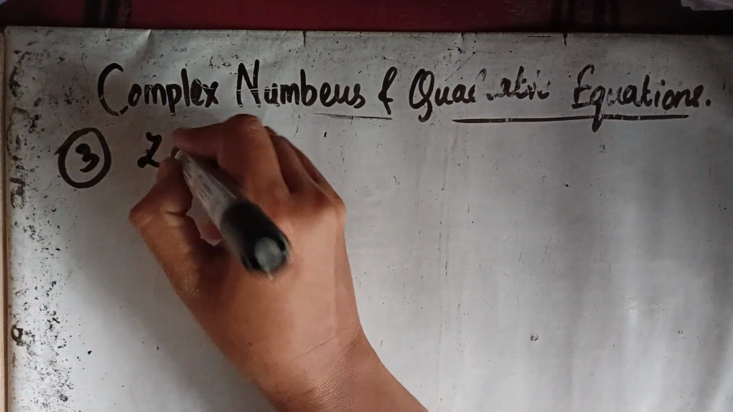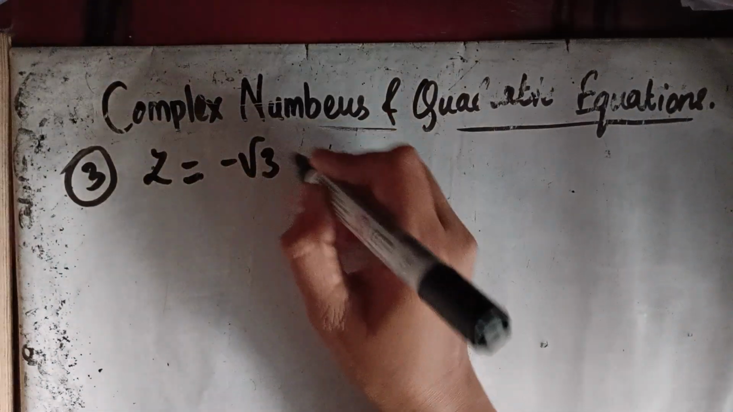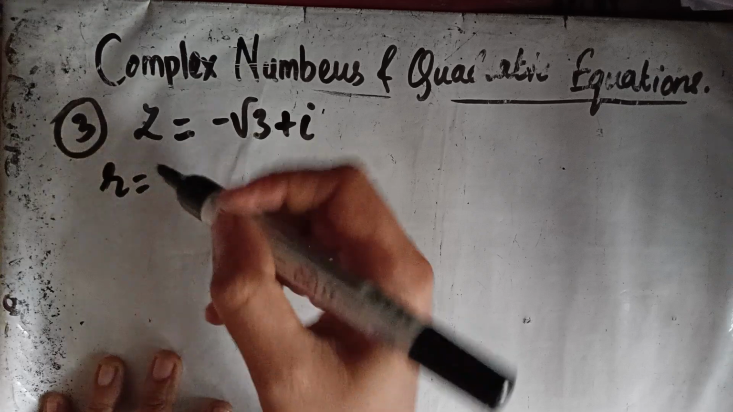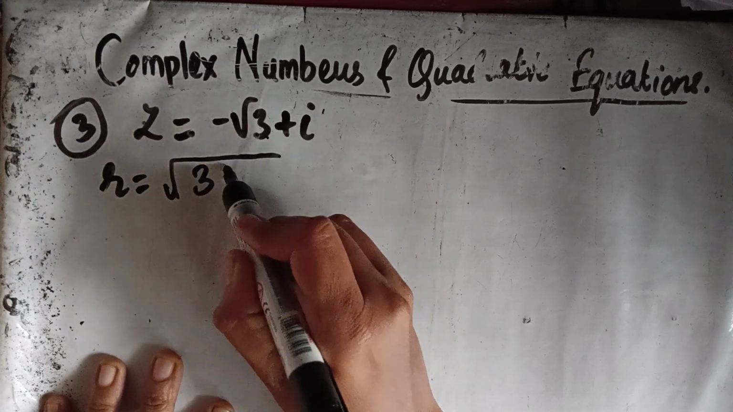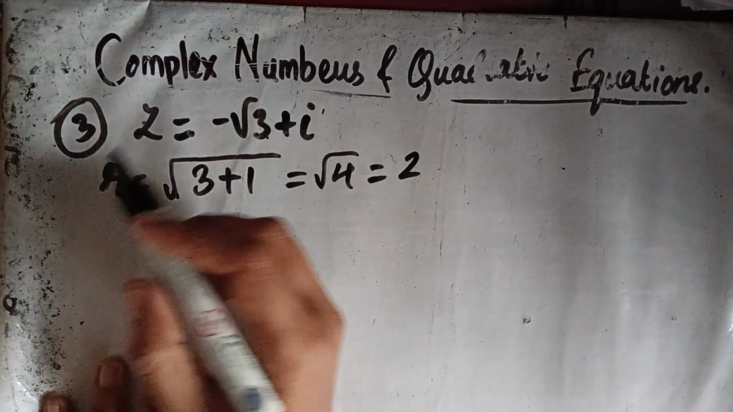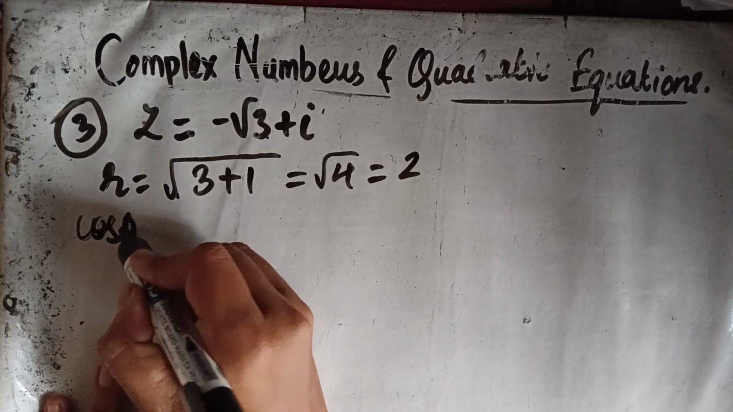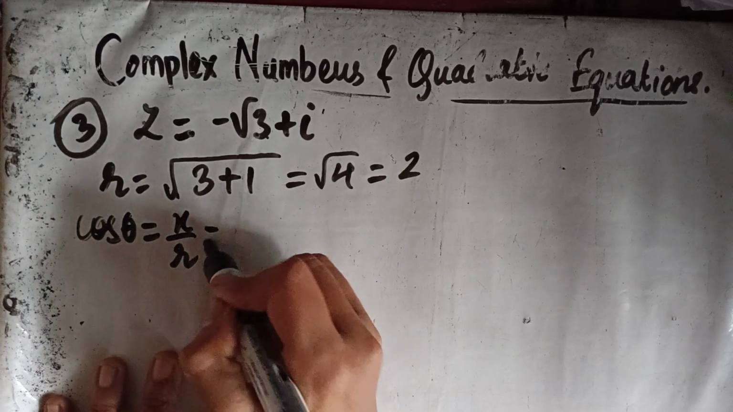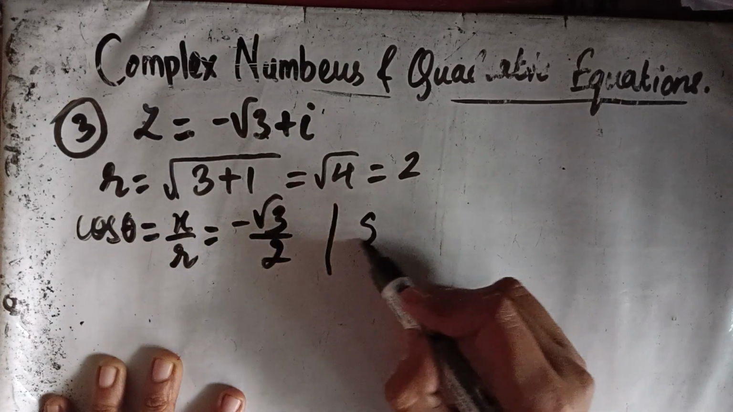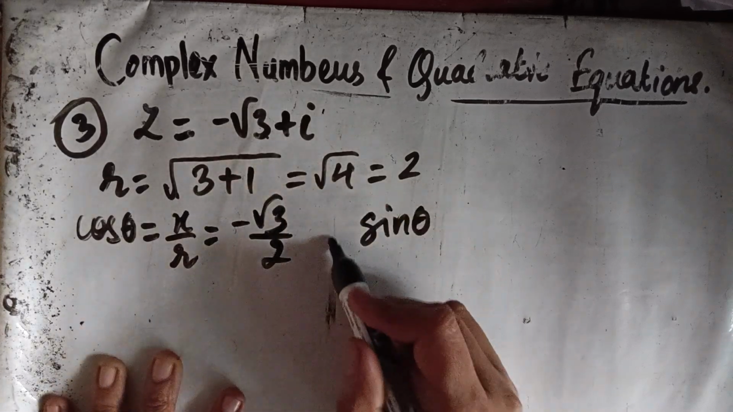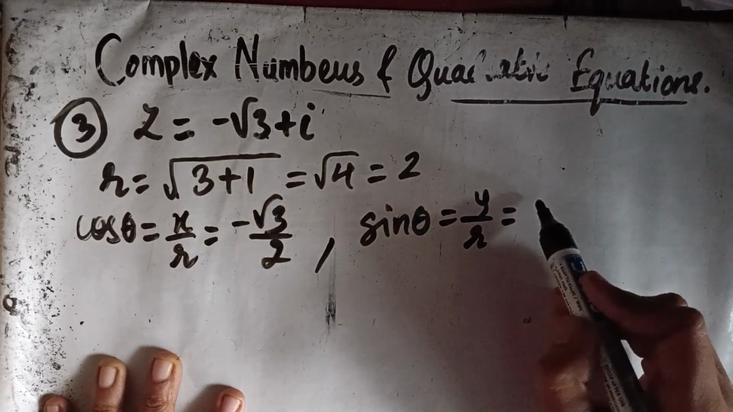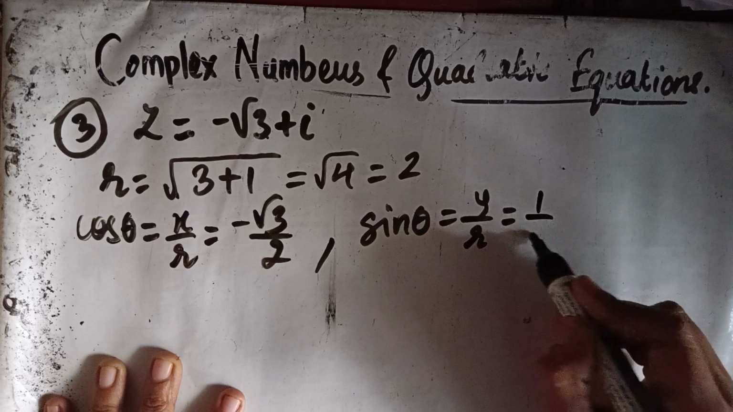Root z equal to minus root 3 plus I. So first you find out r. 3 plus 1. So this is 4, 2. Okay. Cos theta is x upon r. X is minus root 3 upon 2. Then sin theta is y upon r. Y is 2, or y is 1. Okay.